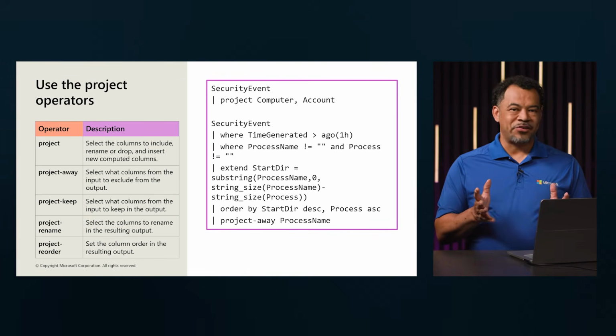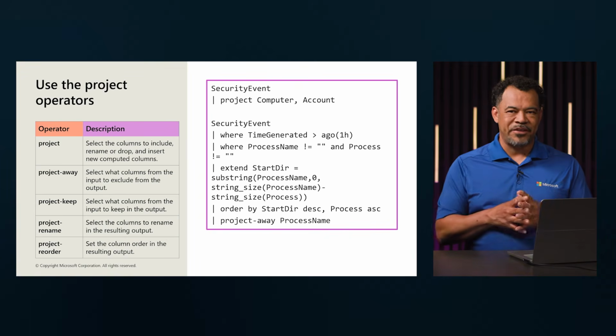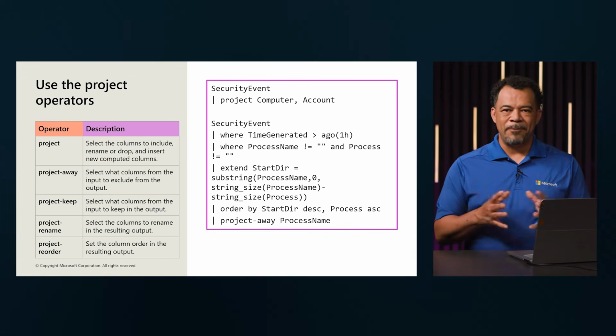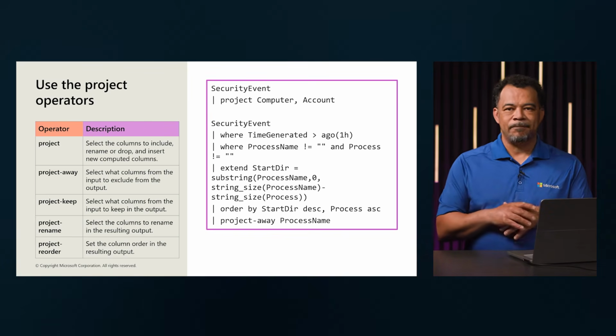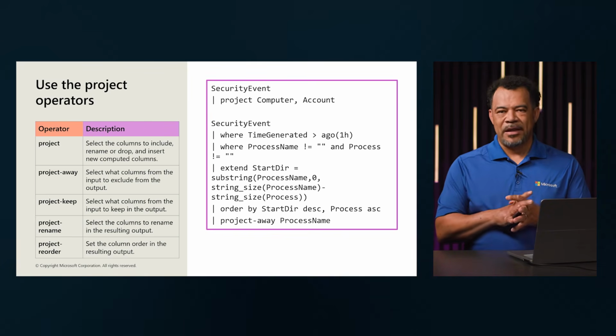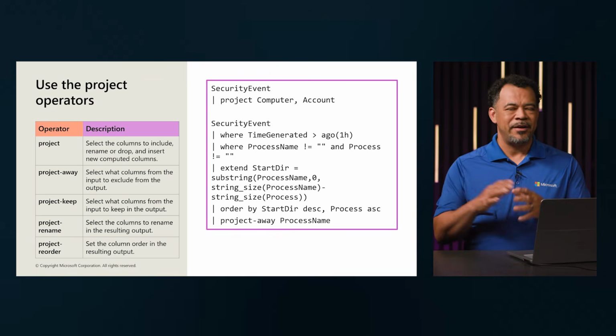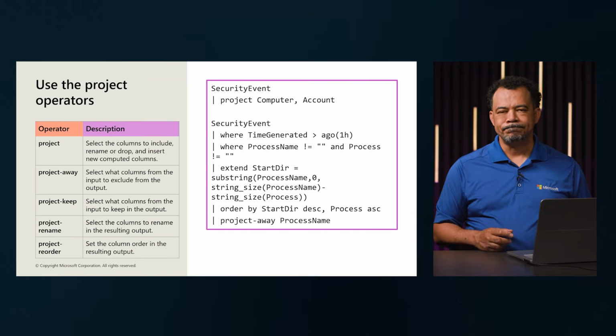If you ever want to exclude just a few columns instead of listing everything that you want, there's a sibling operator called project-away. And that does exactly that. It only shows you the columns that you want and removes the other ones.